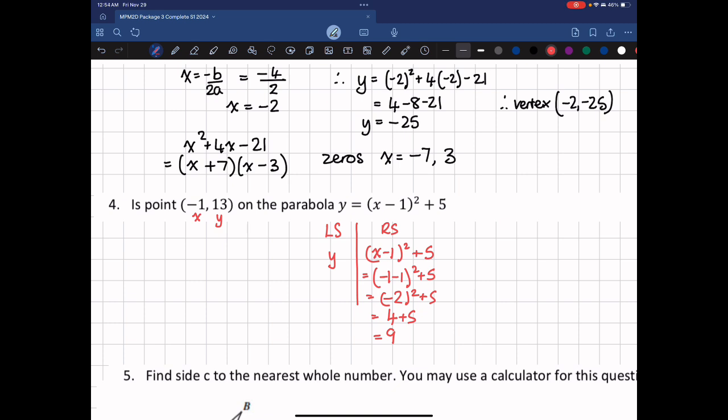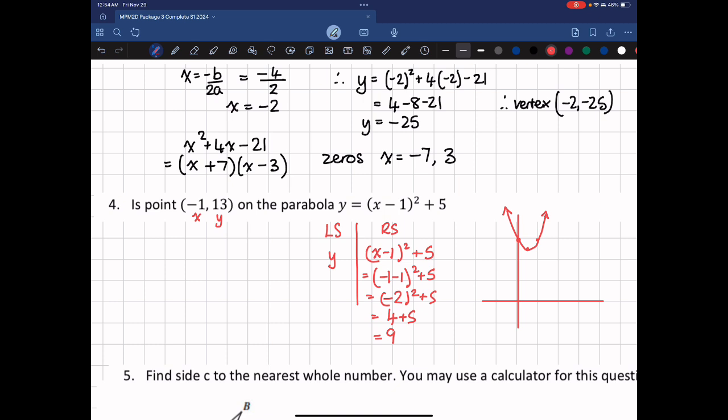Now remember, this is a parabola which has a vertex of what? 1, 5. Okay, so 1, 5 is kind of like there, and it's opening up. When x equals 0, y is 6, so it's kind of like that.